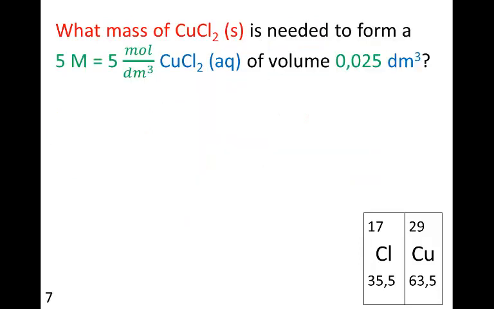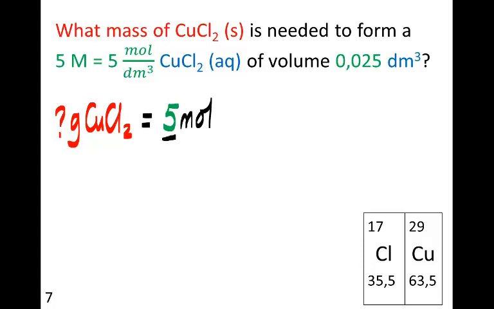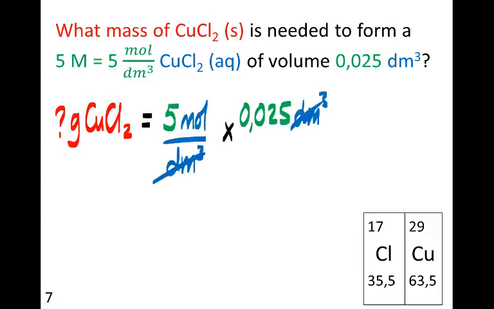What mass of copper chloride is needed to form a 5 molar copper chloride solution of volume 0,025 decimeter cubed? Try it yourself first. How many grams of copper chloride are needed to form 5 moles per decimeter cubed of volume 0,025? So decimeter cubes cancel there. So we've got moles. So we've actually found out how many moles there are in this volume, 0,025 volume of this concentration, 5 molar.